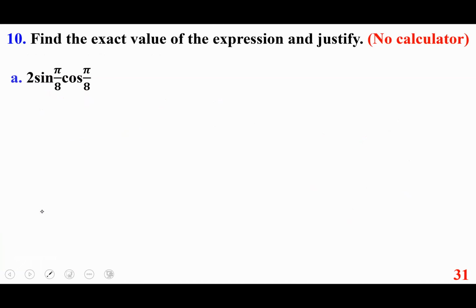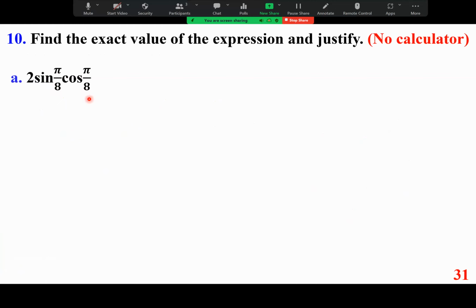We want to find the exact value, and we notice that sine 2 alpha is 2 sine alpha cosine alpha. So 2 sine alpha cosine alpha is sine of 2 alpha. So sine of 2 times pi over 8, which makes it pi over 4. And you know that sine of pi over 4 is square root of 2 over 2.